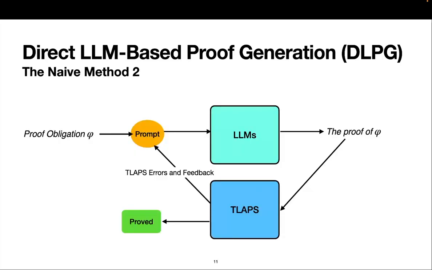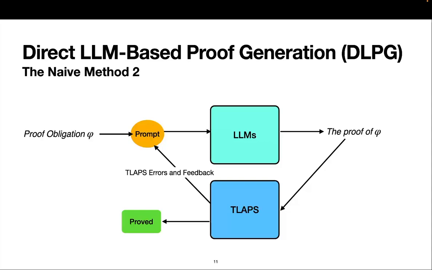It is not just a one-pass call to the LLM. Instead, it has a feedback loop. We give the proof obligation to the LLM as part of the prompt. The LLM then generates a proof. We can then check it with TLAPS. If TLAPS accepts the proof, we are done.